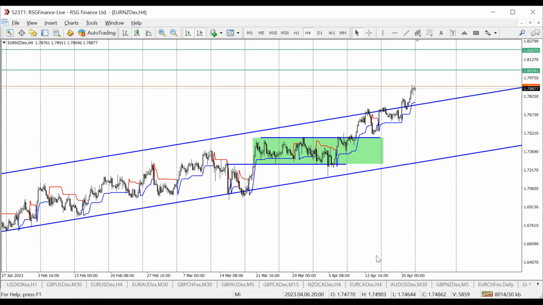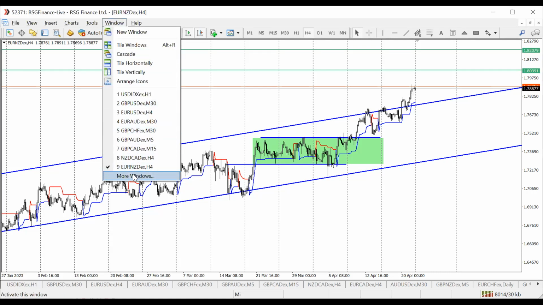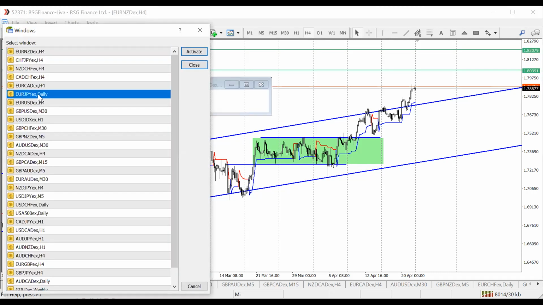Okay. What's next on the line? We have Euro JPY, and we're looking to go long on it. Euro is strong, Japanese yen is weak. So let's look at Euro JPY. Euro JPY, where is it? Let's look for it. So there you go.